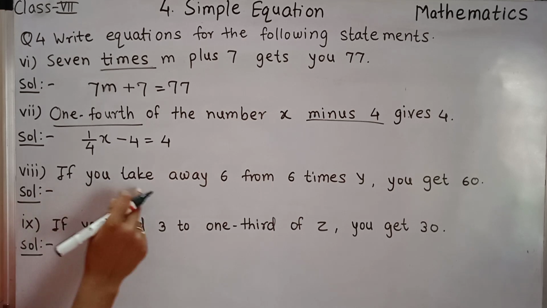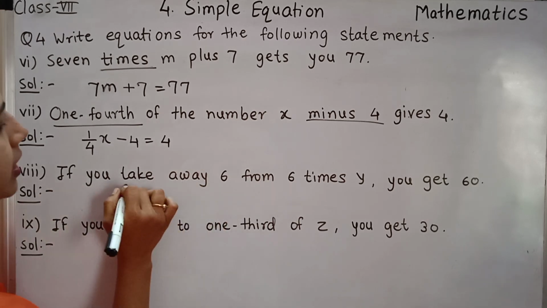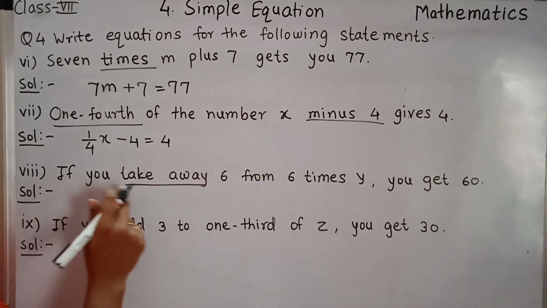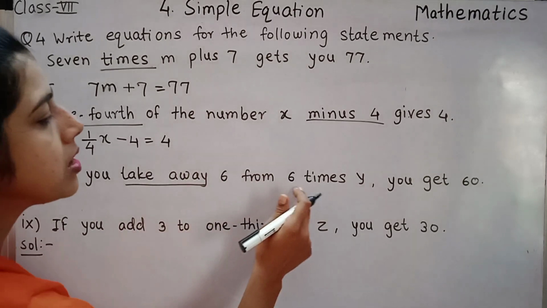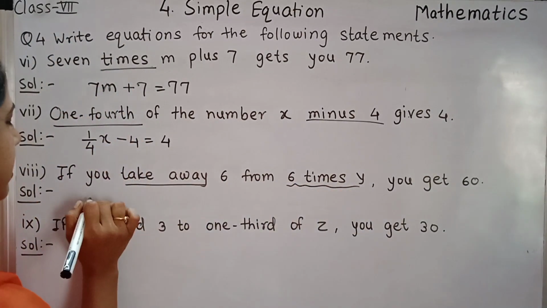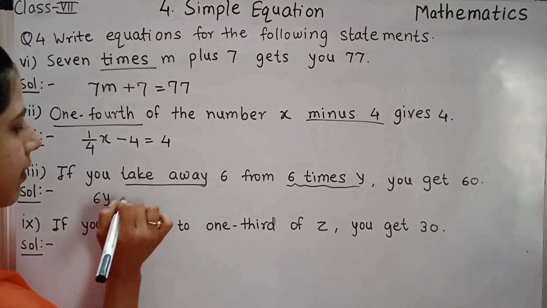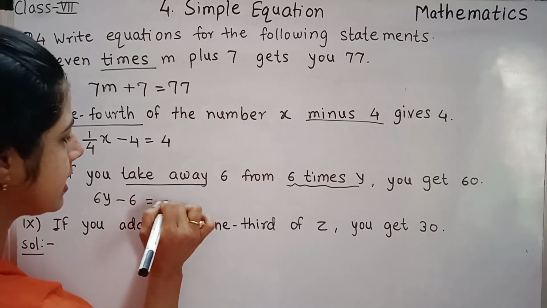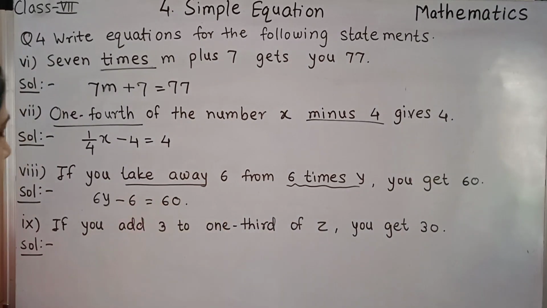Next, if you take away 6. Now here the words take away come. Take away means we should do the subtraction. If you take away 6 from 6 times of y. So what should we do first of all? 6 times of y means what? 6y. And take away 6 means what? Subtract 6 to get 60. So to get 60 is what? Equals 60.